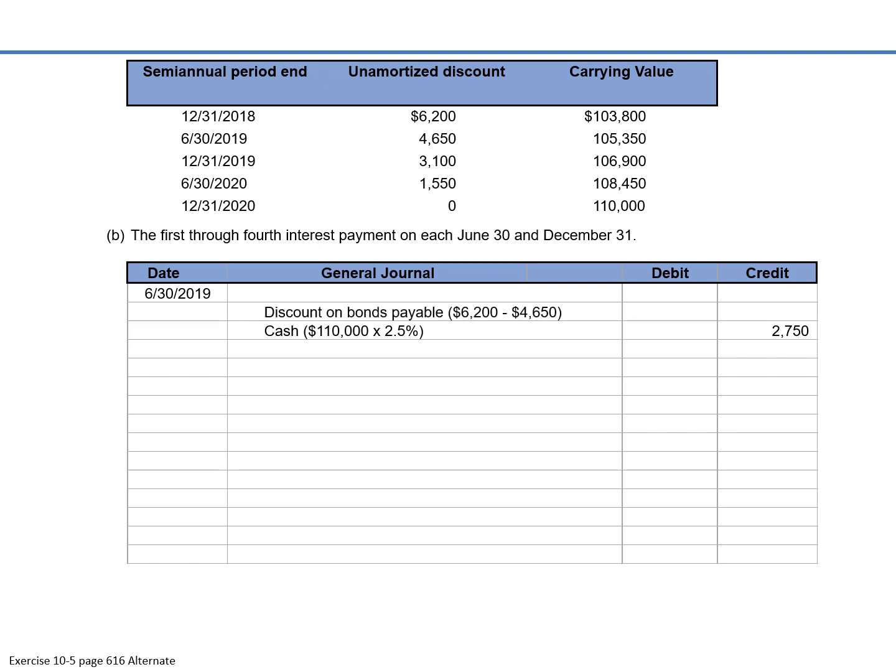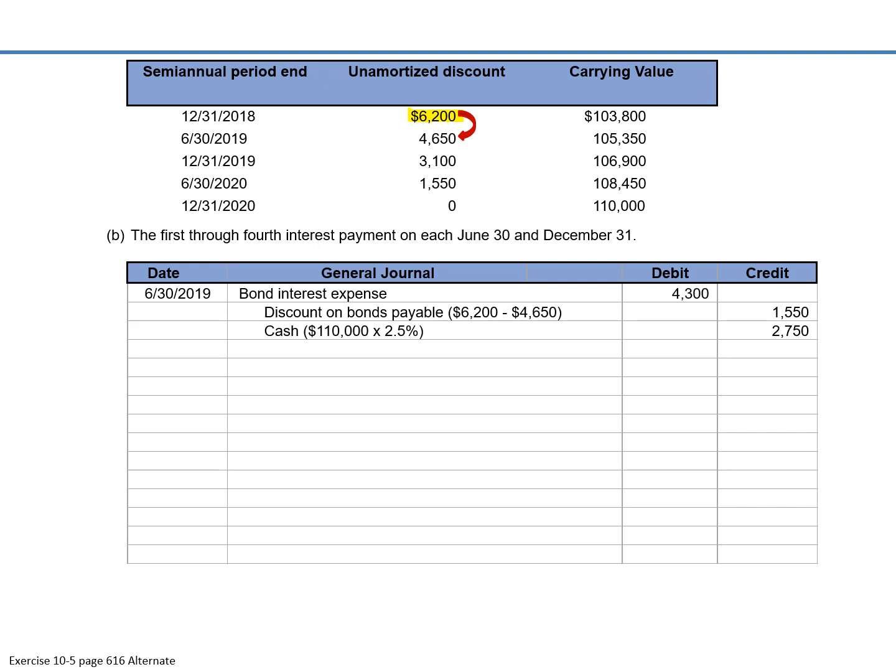We have our discount on our bonds payable. We have $6,200 that we have to amortize over 4 periods. So $6,200 divided by 4 is $1,550. So we're going to amortize $1,550 every period, and our total bond interest expense is going to be the sum total of the two.